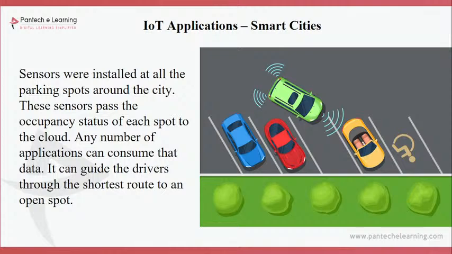And on the map we also get the option, for drivers, of the shortest route to an open spot. In a smart parking system, on mobile only you can check. After going to a shopping mall, you may find that all the parking spots are already filled. It's a waste of time for us. So in a smart parking system, we can check on mobile where parking availability is there.